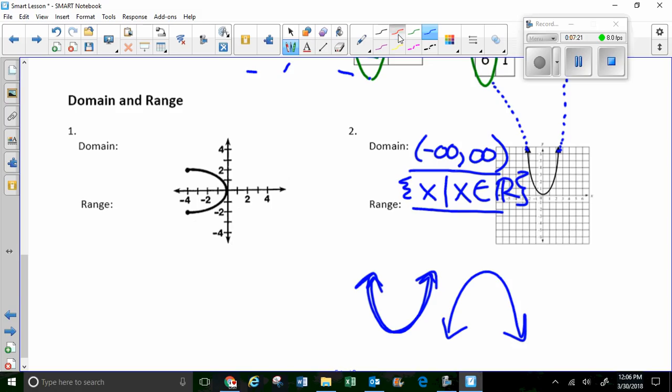Alright, let's do the range. So I'm going to go to the lowest point of my graph, where it turns around, and that's 0. Solid line, so it's going to be a bracket.